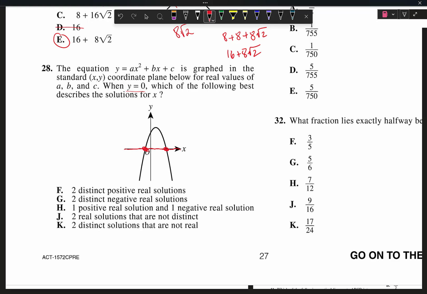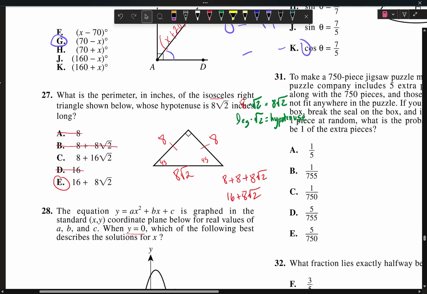Go through the choices. F, two distinct or two different positive solutions. No. One is positive, one is negative. Two distinct negative solutions. We go to H, one positive real solution, one negative real solution. That's our answer.